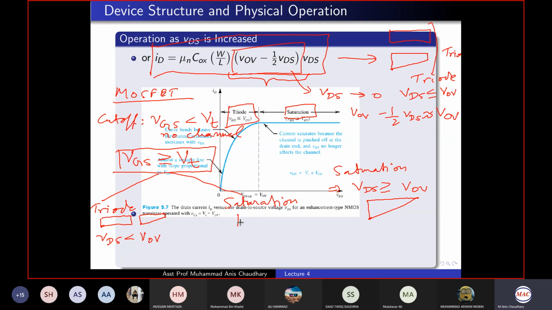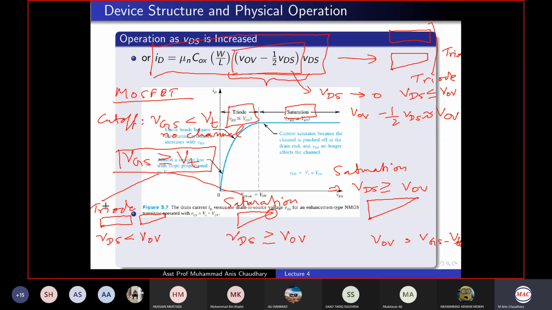Saturation means the channel is pinched off. Pinched off का क्या मतलब है कि drain end के ऊपर channel depth has reduced to 0. That is called saturation. And mathematical condition is VDS needs to be greater than or equal to VOV. Again, VOV is VGS minus VT. Excess of VGS over VT is called VOV, the overdrive voltage or the effective voltage.